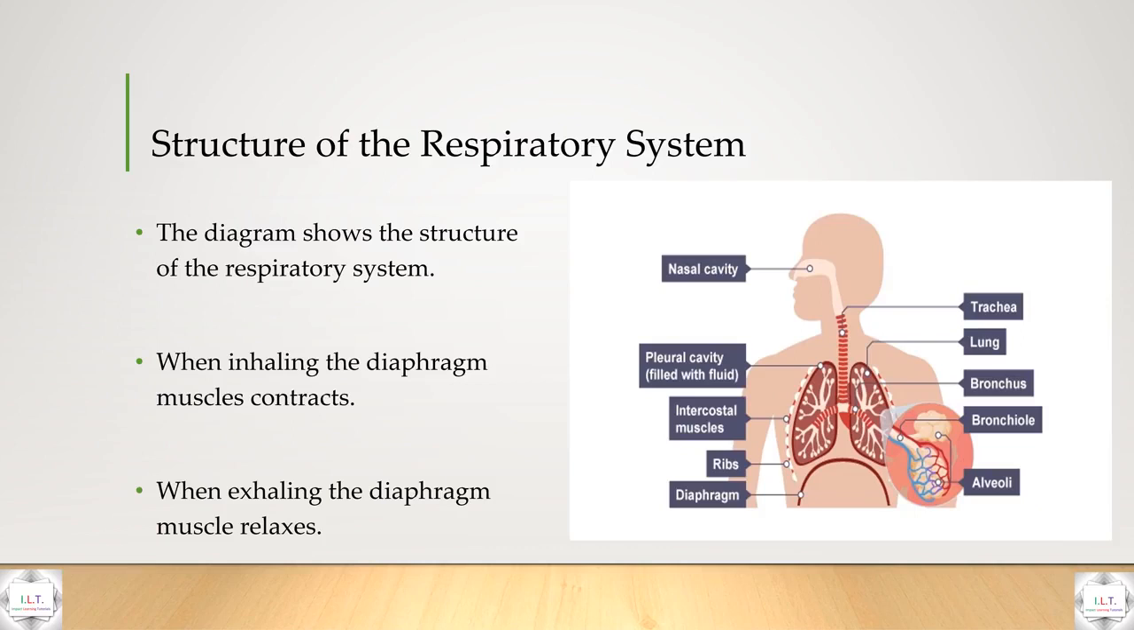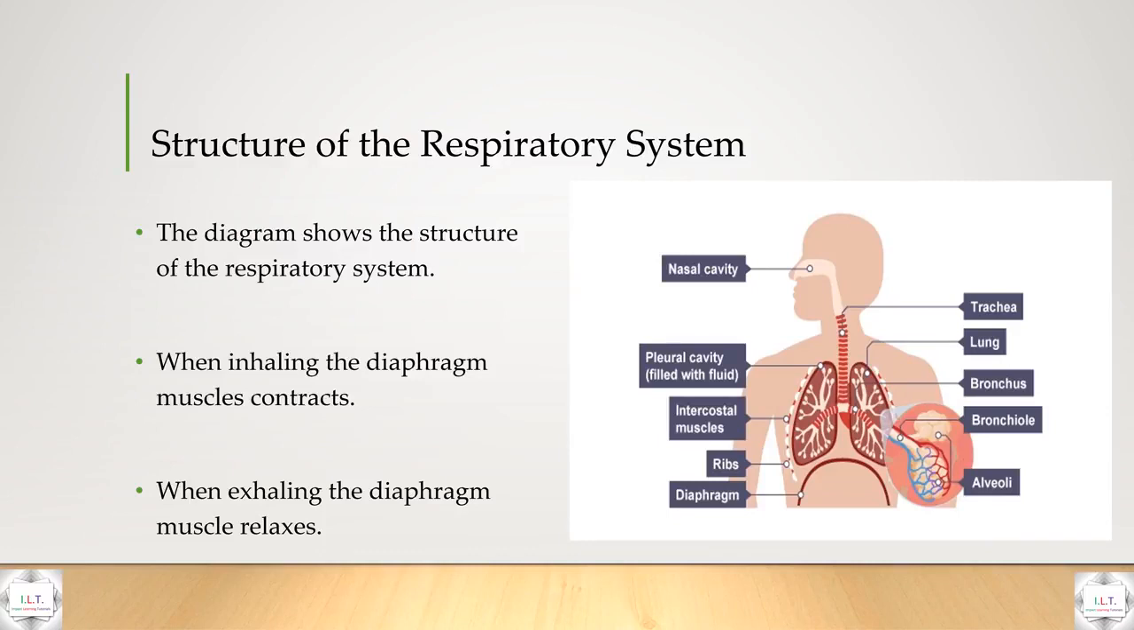So the structure of the respiratory system, if you look on the right, you'll see a diagram, and this shows the structure of the respiratory system, starting with the nasal cavity, which is how we breathe, passing into the trachea. You can see the diagram of the lungs, the intercostal muscles, which are our breathing muscles, and all the various parts that make up the respiratory system.